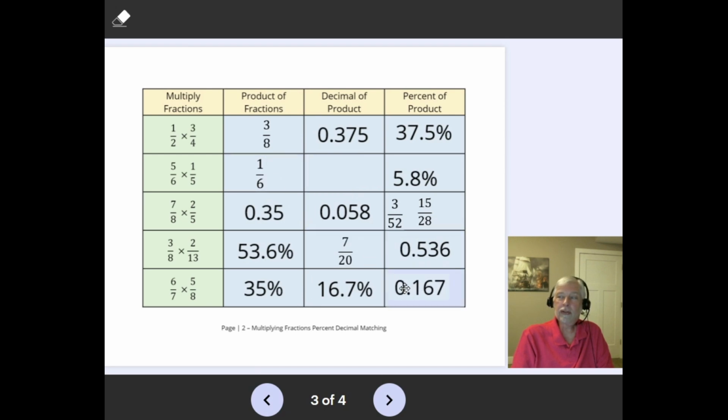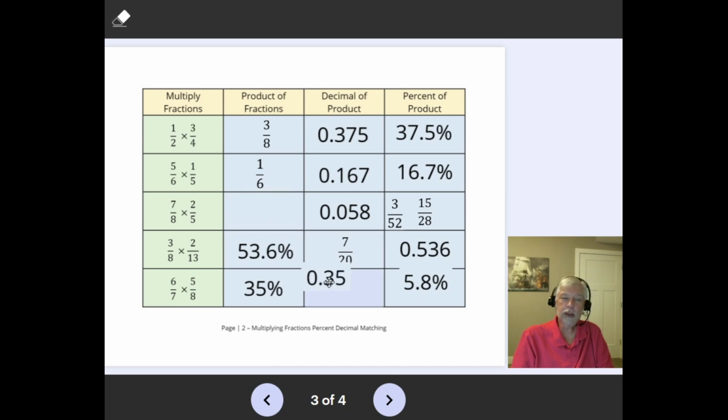And if I take 1 divided by 6, that's 0.167 right there. So I should have left that there. And then multiply by 100, that's 16.7%. Then the next one, 7 times 2 is 14, 8 times 5 is 40. Once we simplify, that gives me 7 over 20. I take the 7, I divide by the 20, that gives me 0.35, and then I multiply that by 100, and that gives me 35%.